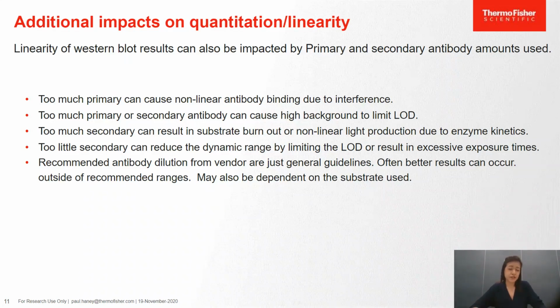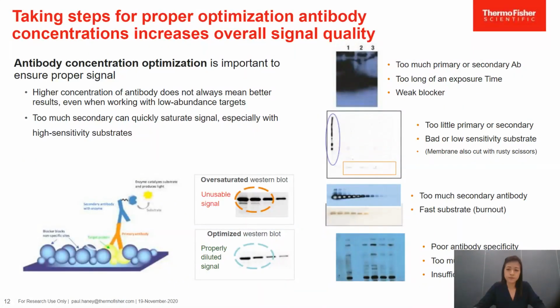Recommended antibody dilutions from vendors are just general guidelines, and often better results can occur outside of the recommended range, depending on the substrate used. As such, antibody concentration optimization is important to ensure proper signal. Higher concentration of antibody does not always mean better results, even when working with low abundance targets. Too much secondary can quickly saturate your signal, especially with high sensitivity substrates.